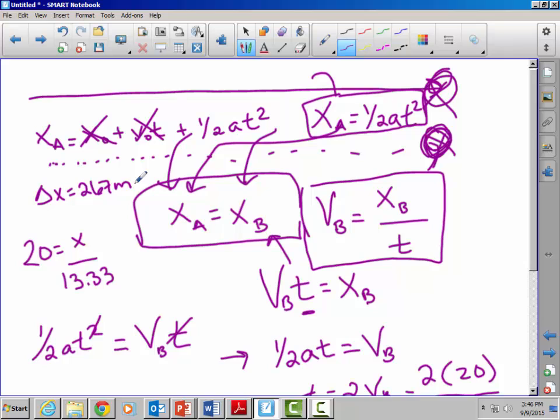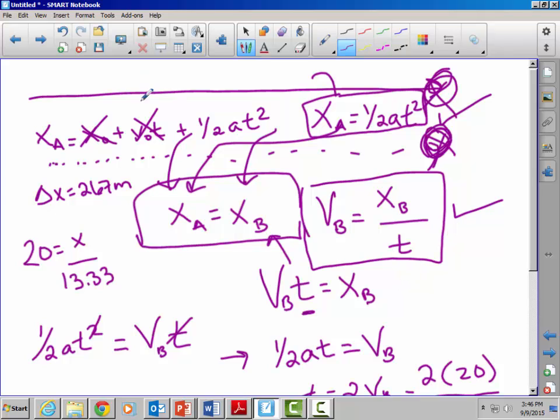Okay, so this kind of problem solving just takes a little bit of time. And this might be the first time you guys have ever had to do anything like this. But just take it slowly, and just remember that if you have multiple objects, you're going to have multiple expressions. You're going to have one expression for each object. So here's my car A, and here's my car B.